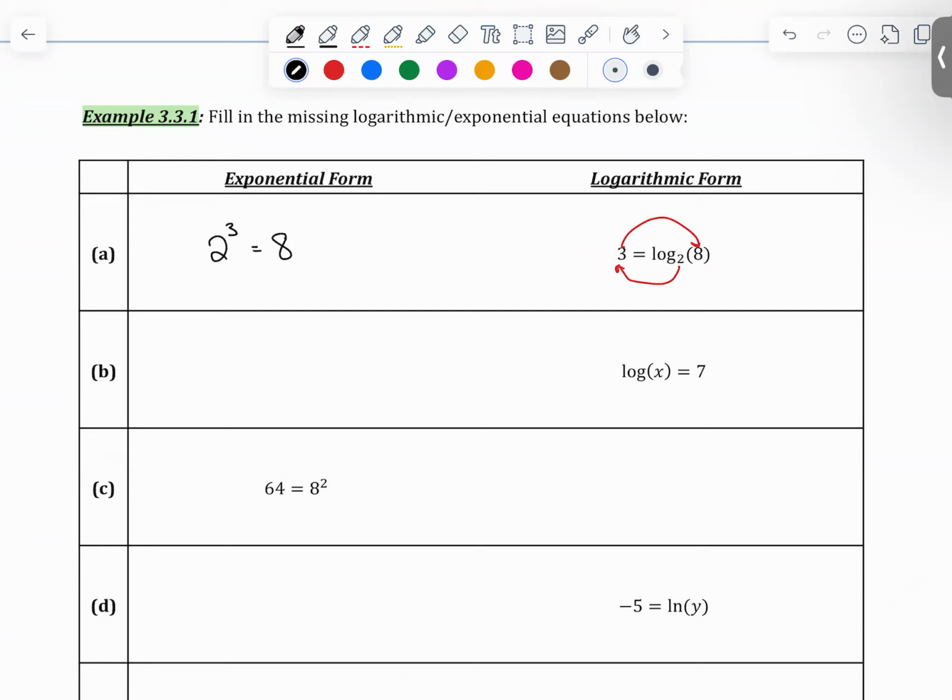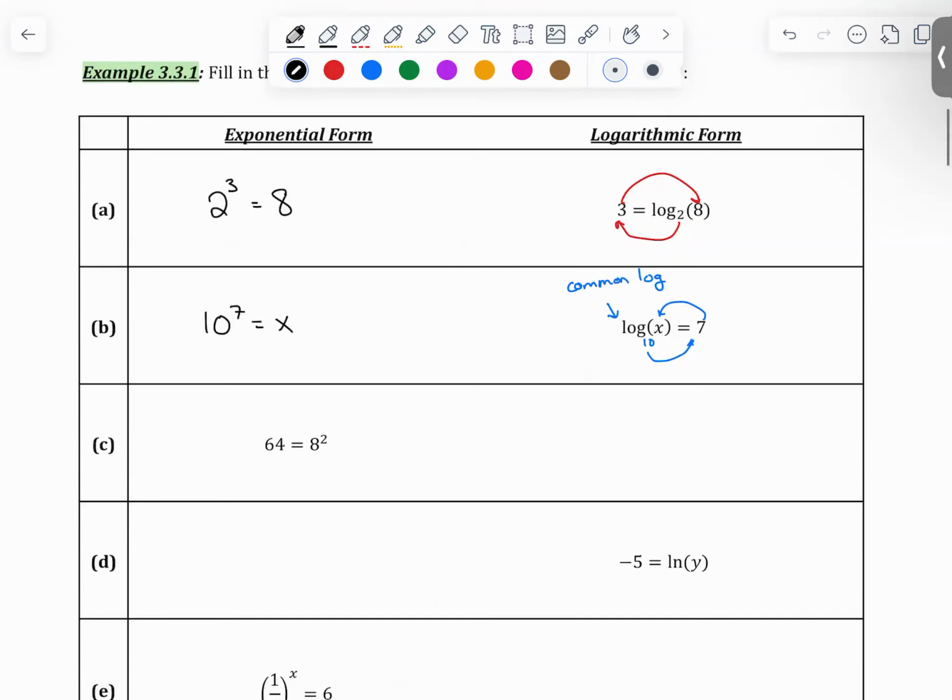Now the next one is a common log, right? So there's an implied base 10 there. So we'll start at the base, move across the equal sign, then back over. We'll have that 10 to the 7th is equal to x. And you can write it as 10 to the 7th equals x or x equals 10 to the 7th. It really does not matter. It's just like the equal sign, it doesn't matter which way you go.